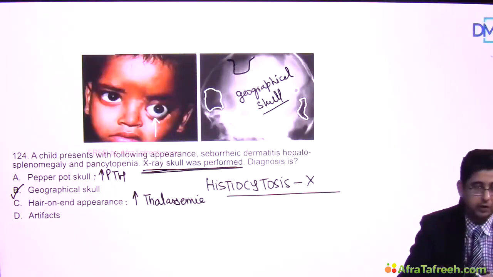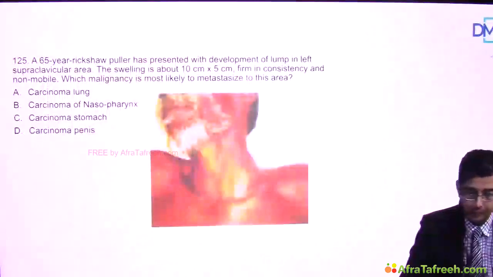I can just put it like this: if you get an X-ray skull, there can only be 3 possibilities in a question. Either it would be lytic punched out lesions of multiple myeloma, or it would be hair on end appearance, or it would be geographical skull. Geographical skull is a feature that is always seen with histiocytosis X.